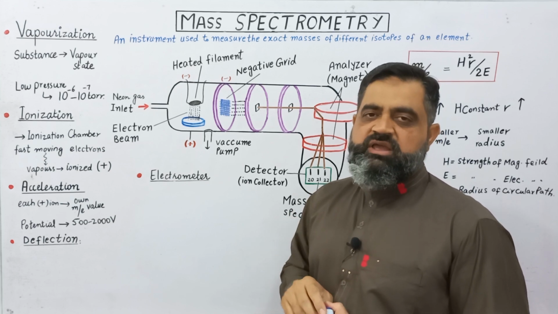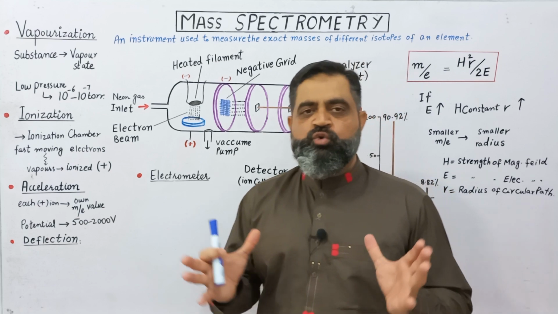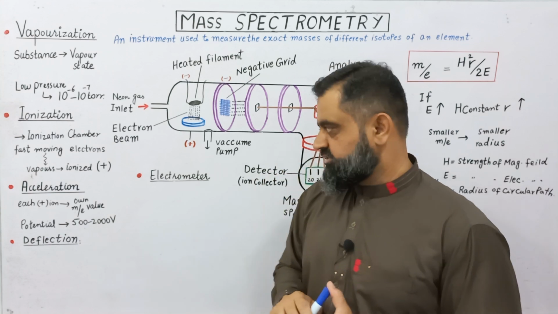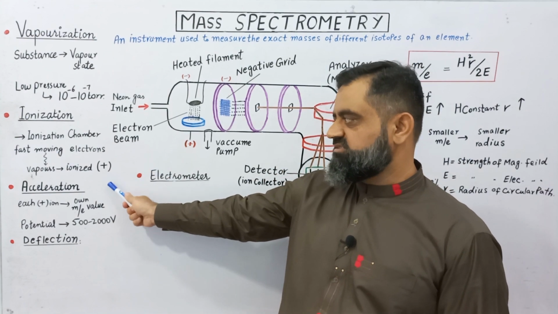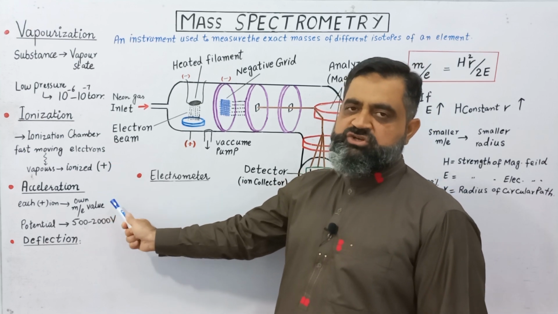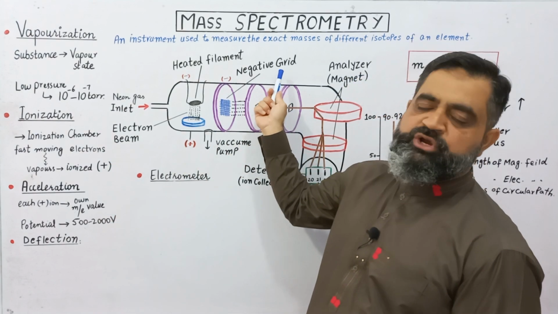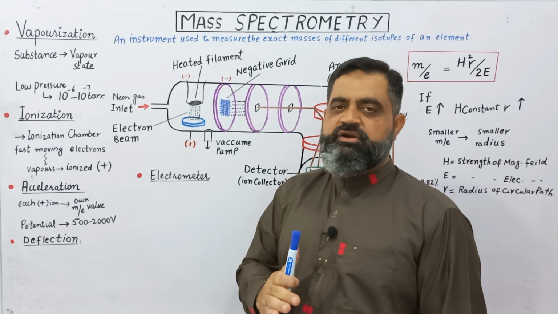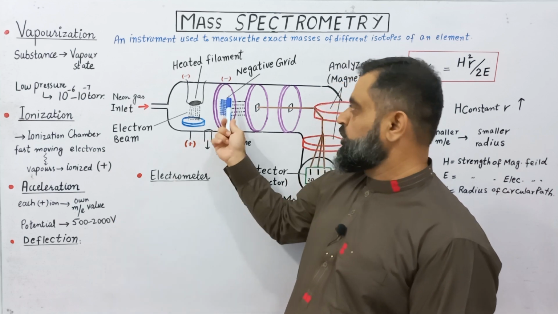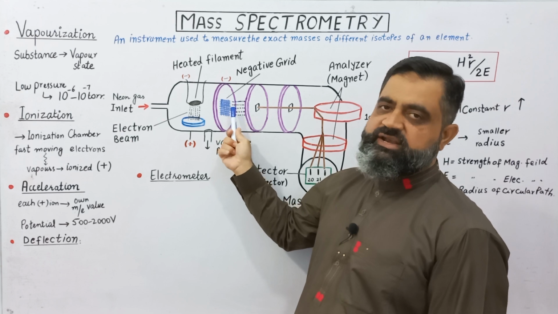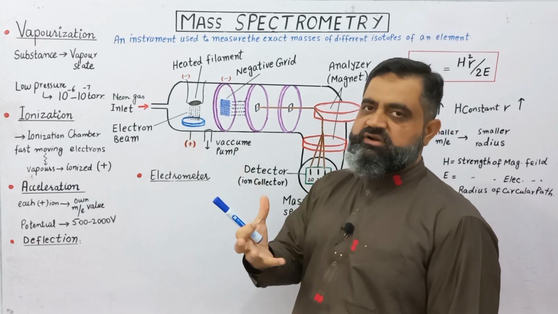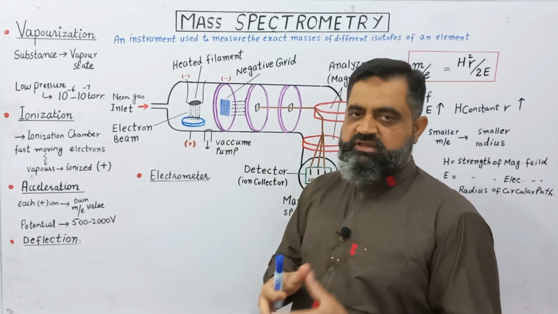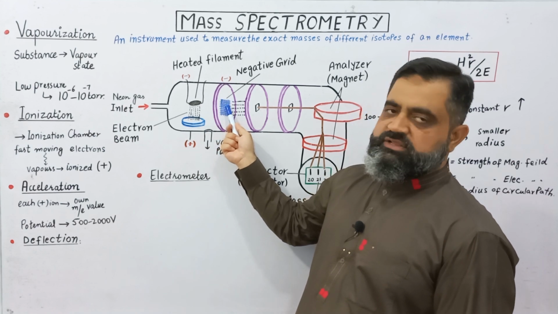Once the positive ions have been formed, we are going to collect all these ions and form a beam of positive ions. So the third step is known as acceleration. For acceleration and collection of these positive ions, we are going to use a negative grid, which is going to have a potential difference of 500 to 2000 volts, which is going to collect all these positive ions. This grid has negative charge and is going to attract all these positive ions towards itself. Now, all these positive ions of neon gas are going to be collected right here at the negative grid.